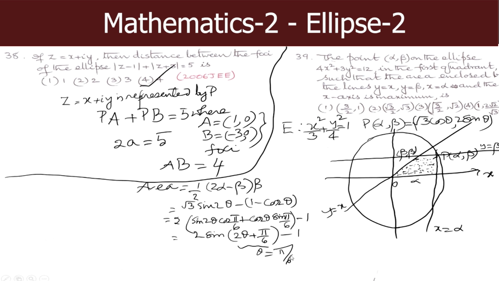So, theta equal to pi by 6 gives the maximum value for the area of the trapezium formed by the given boundaries. So, when theta equal to pi by 6, what is P? Root 3 cos theta, cos pi by 6 is root 3 by 2, so 3 by 2; 2 sin theta, sin pi by 6 is half, so 1. Therefore, the required point on the ellipse is (3 by 2, 1). Slightly difficult, but of course a typical question that once appeared in the Roorkee entrance paper.